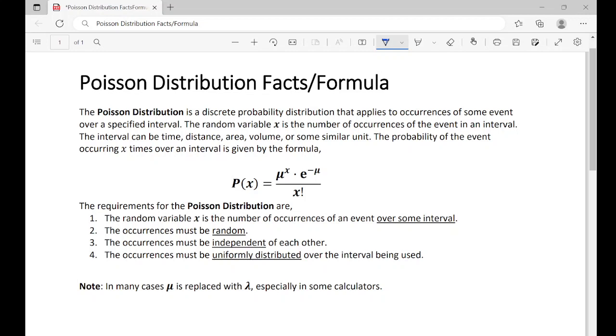Many times you don't have to check on it because it'll tell you within the question to use a Poisson distribution. But if it doesn't, you need to make sure that these 4 are checked off.